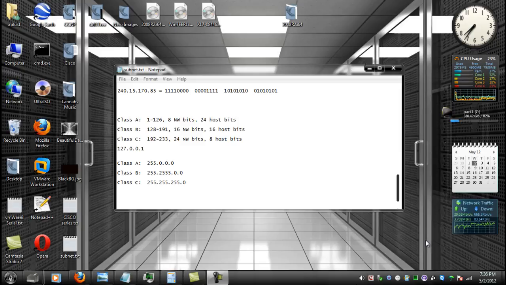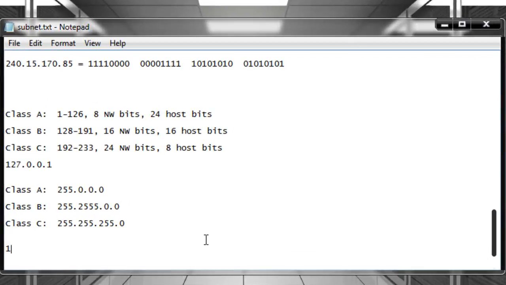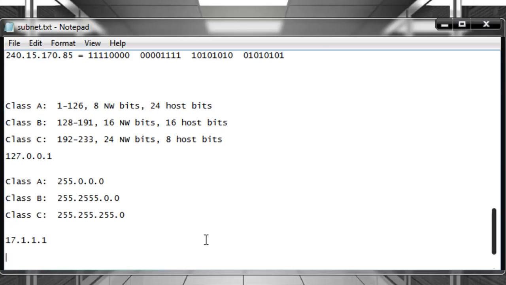For example, let's take address 17.1.1.1. First things first, let's take a look at it, just to give you a visual. What class is that? A, B, or C? It is Class A. We also know we've got 8 network bits and 24 host bits, so we know right off the bat that the network portion is 17 and the host portion is 1.1.1. Simple enough.